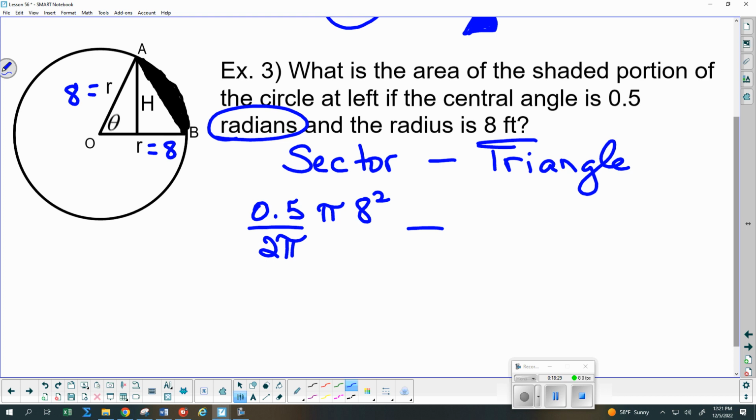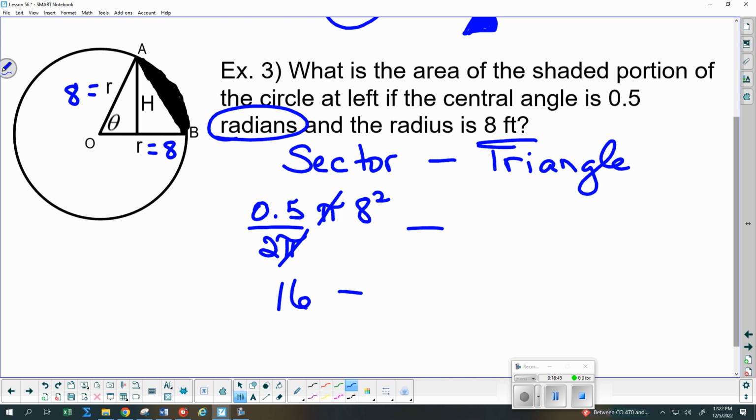Let's clean this up just a little bit because it's pretty easy to clean up. The pi's cancel. What's 8 squared? 64. What is half of 64? 32 times a half. Everybody good with the area of the sector is just 16?